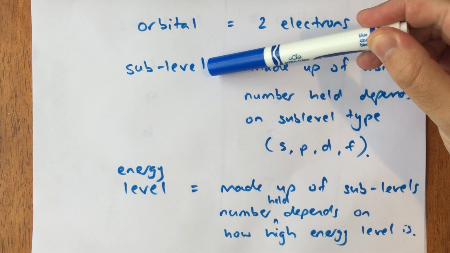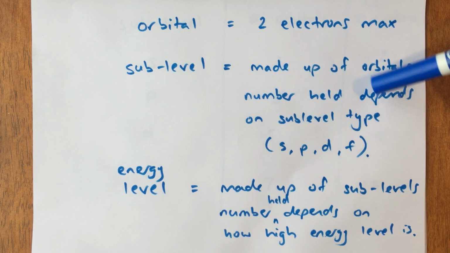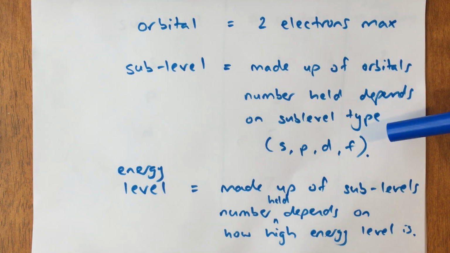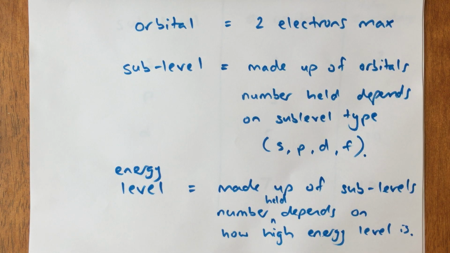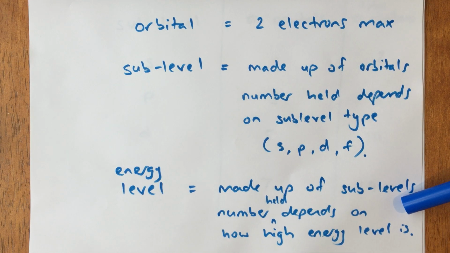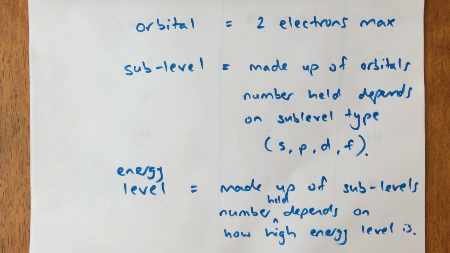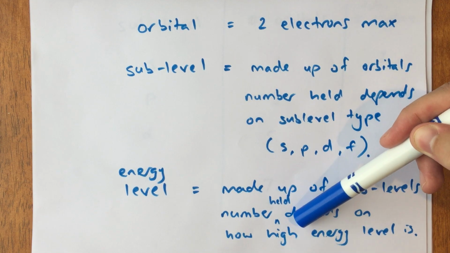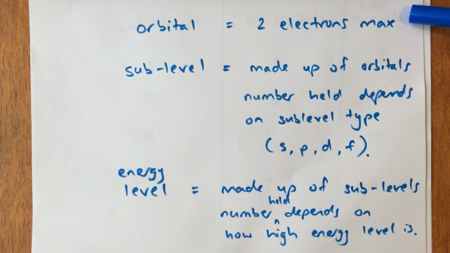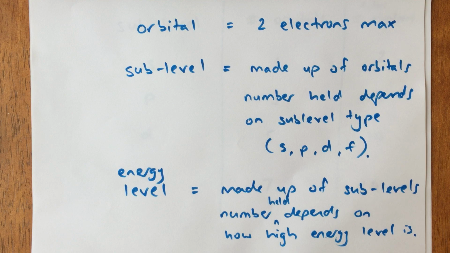A sublevel is made up of orbitals, so it contains maybe one, maybe more orbitals, depending on the sublevel type, S, P, D, or F. Those are the 4 sublevel types that we're going to look at. And the main energy level is made up of sublevels, so these S, P, D, F sublevels, which are made up of orbitals. And the number of sublevels depends on how high the energy level is. So first of all, we're going to look at the sublevels, and then we're going to look at the energy levels. We don't need to look at the orbitals anymore, because just remember, an orbital can hold a maximum of 2 electrons.